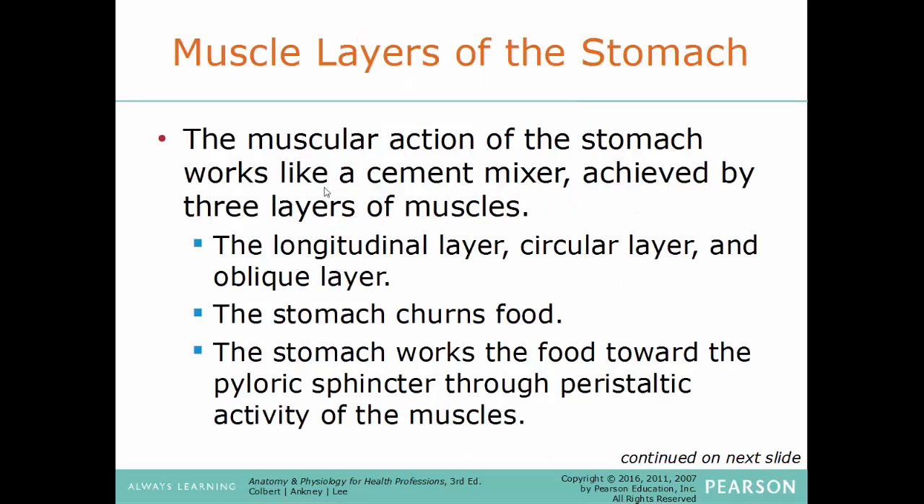Now we'll talk about the muscle layers of the stomach. The muscular action of the stomach works like a cement mixer, basically churning material around, constantly adding digestive enzymes. The more it churns, the more surface area can be exposed to these enzymes and acids, so more can be broken down more quickly. And this is done by 3 layers of muscles. You have the longitudinal layer, the circular layer, and the oblique layer.